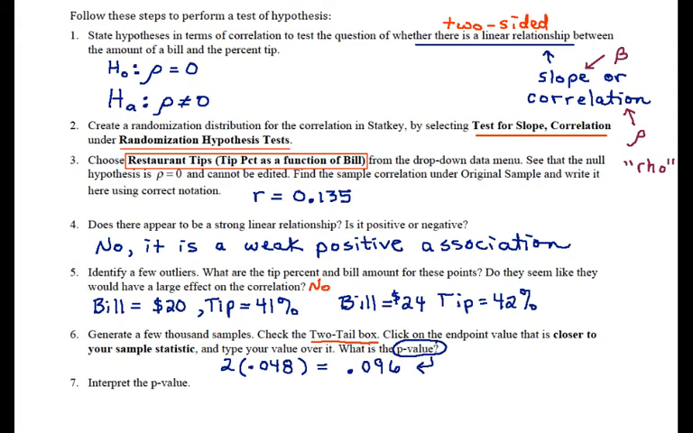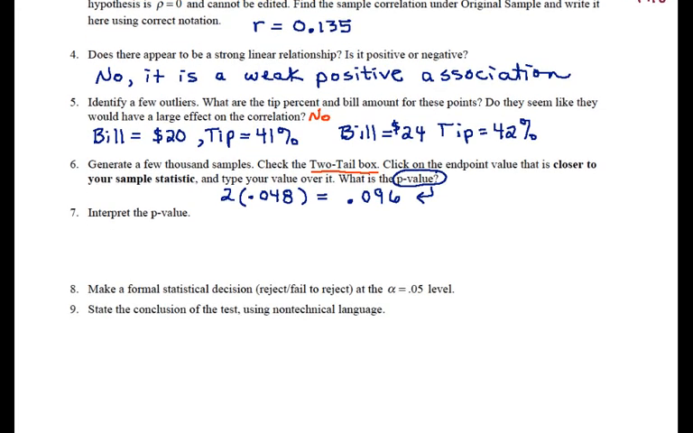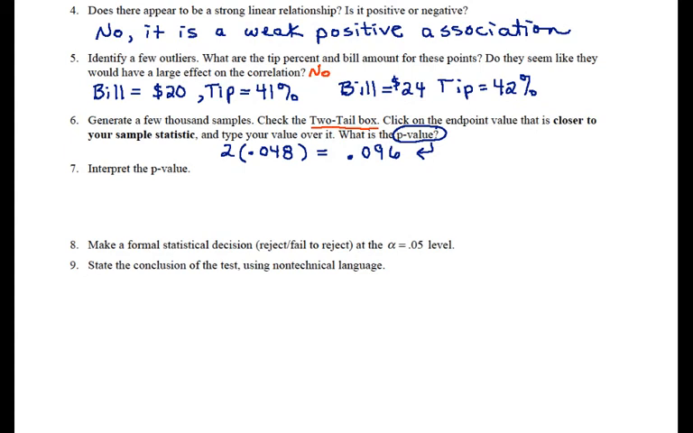And now I want to interpret the p-value and make a formal statistical decision and then state my conclusion. Remember that when we interpret a p-value, what we're saying is if the null hypothesis is true, then the chance of observing a sample statistic like mine, or one that's more extreme, is equal to this p-value. So all I need to do is fill in a more descriptive version of if the null hypothesis is true, right? My null hypothesis is that there is no linear association, so let's go ahead and give that a try.